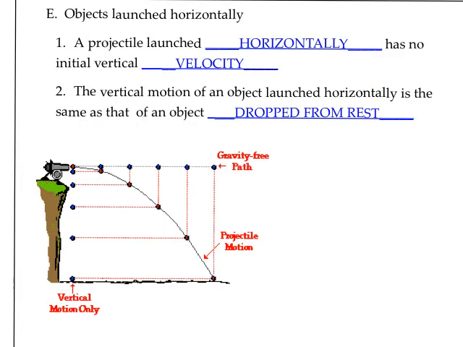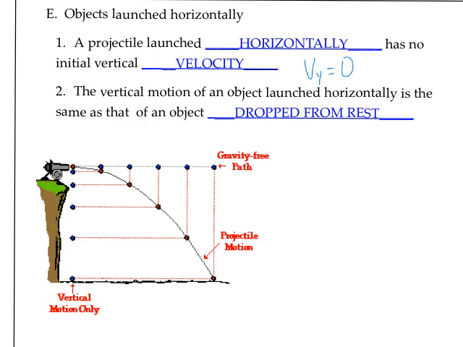For this particular lesson, we're only going to look at objects launched horizontally, and then in a future lesson, we will look at the full parabola. So in this case, we have a projectile that's launched horizontally, and it's really important to note that it has no initial vertical velocity. So what that means is the Vy, vertical velocity, would be 0. That's going to come in handy later when we do the math.